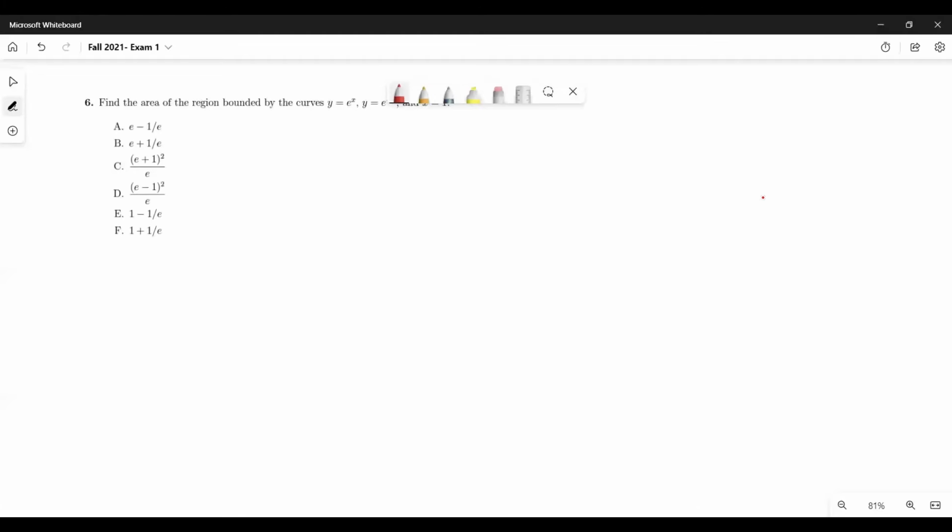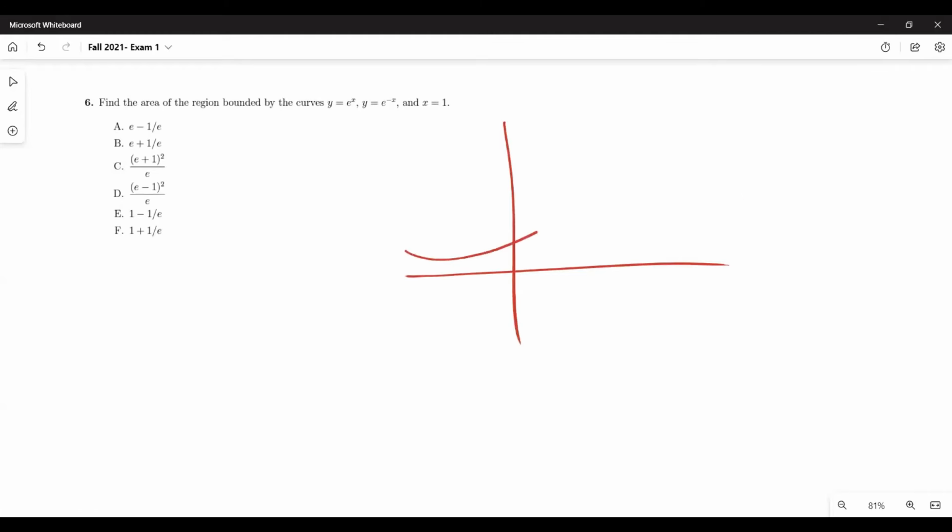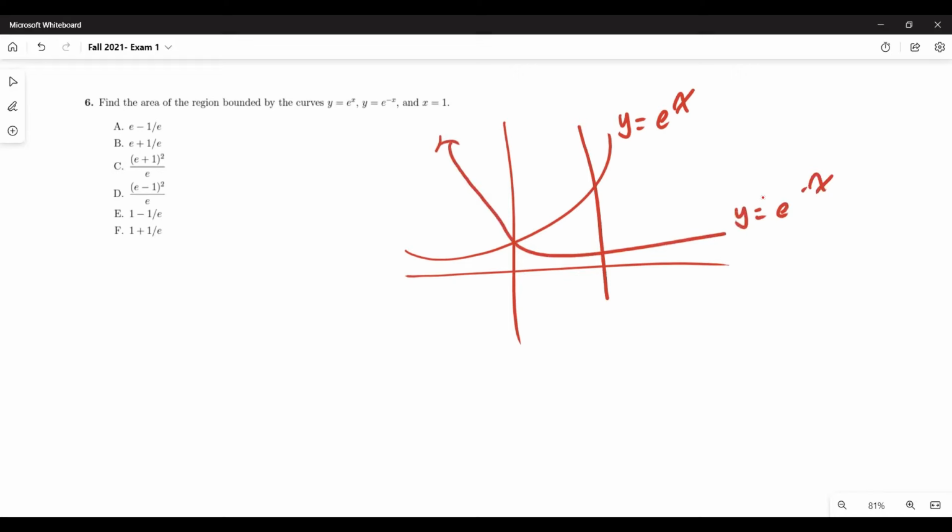So the question is: find the area of the region bounded by the curves y equals e to the x and y equals e to the negative x and x equals 1. Let's draw the curves, okay? y equals e to the x and then y equals e to the negative x. Okay, and then x equals 1. Okay, so this is the region.